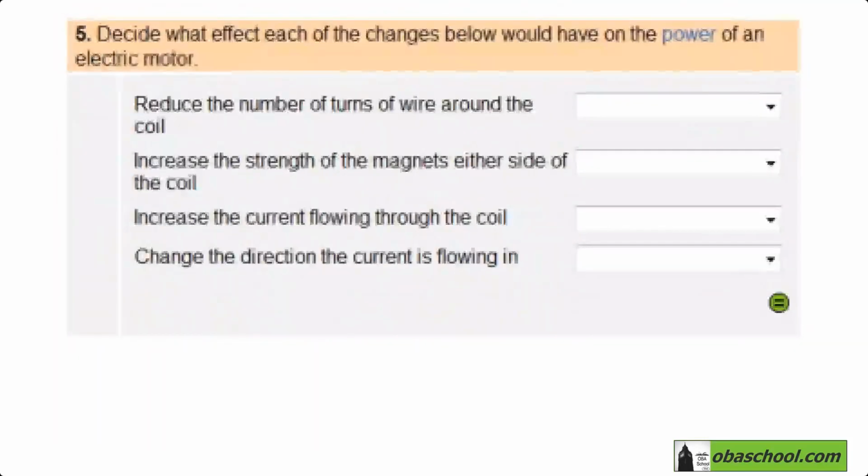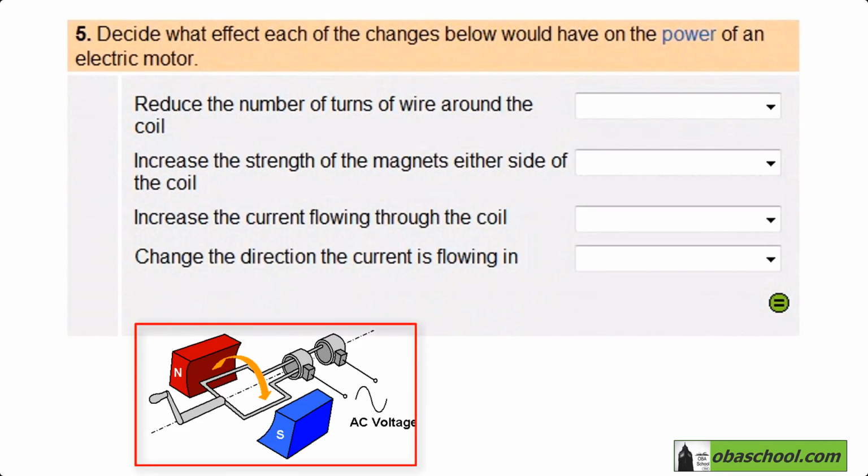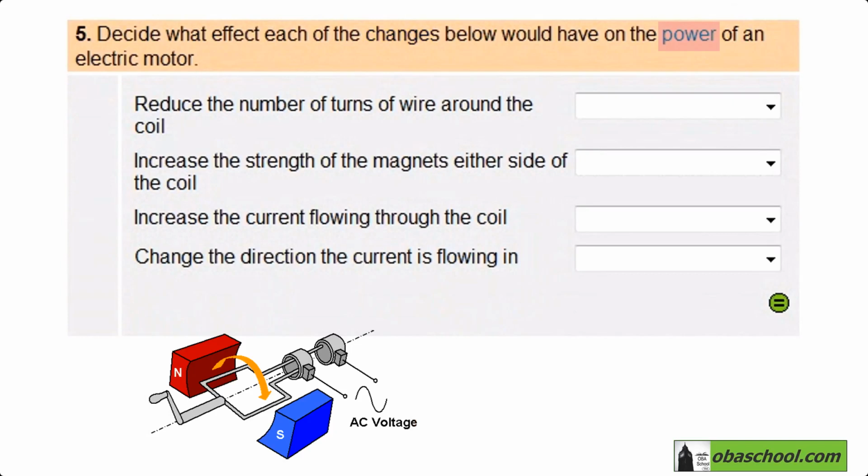Hi! In this video, we're going to solve the last exercise, exercise number 5. In this question, we have an electric motor, and we're going to make some changes and see what effect each of the changes below would have on the power of this electric motor.